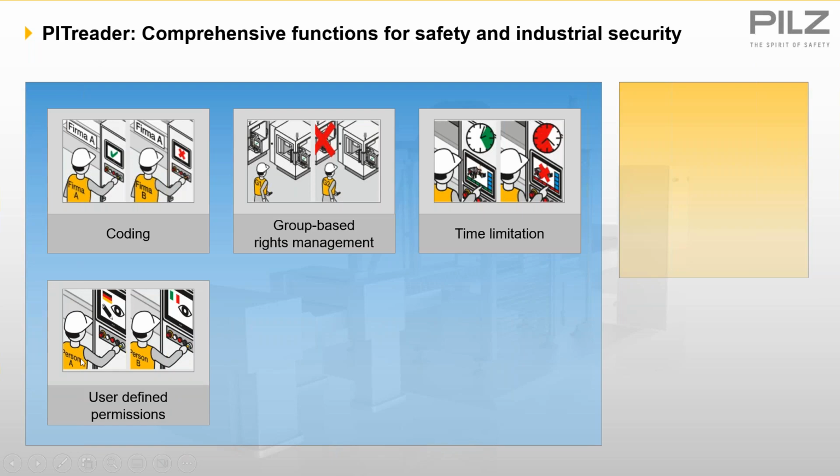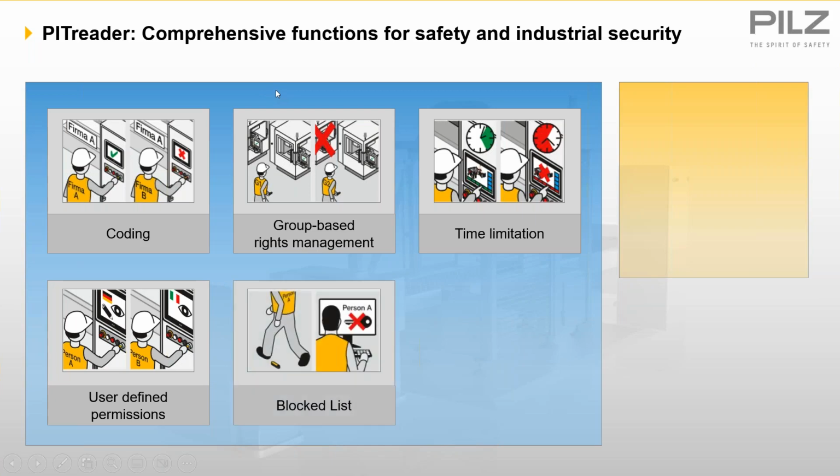User-defined permissions. So again, person A, in this case, can change the language to German. Person B can change it to Italian, but you could also change ingredients, recipes, for instance, or programs on a machine.